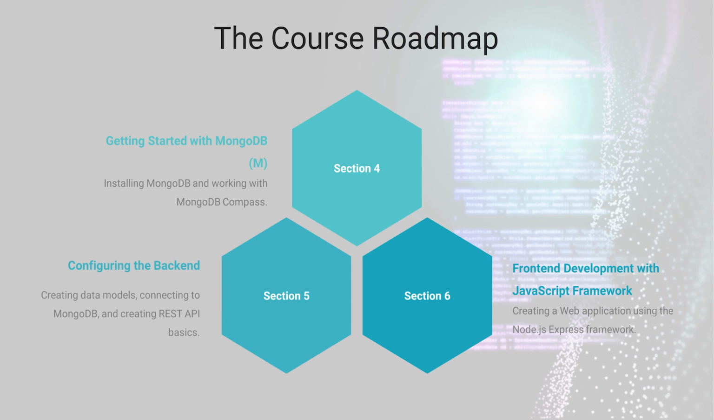In section 5, we'll configure the backend by creating data models, connecting our app to MongoDB, and creating REST APIs for the Angular client to consume. In section 6, we'll transition to front-end development using Angular, one of the most prominent and comprehensive development frameworks for building web apps. We'll install Angular and create our first single-page application, known as SPA, using Angular. We'll also learn how to create components, routers, views, and templates.